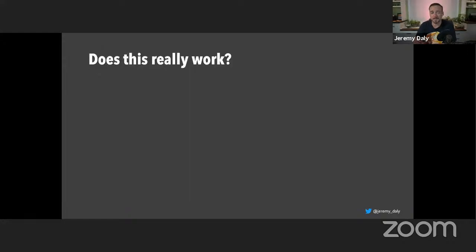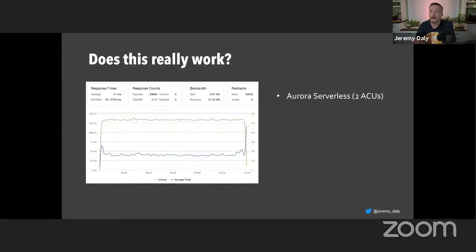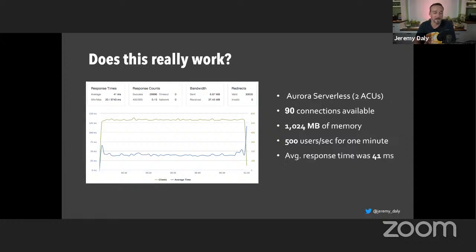And then the question is, of course, probably is, does something like this actually work? I did this with Aurora Serverless, 90 connections, gig of memory in the Lambda function, simulated 500 users per second for a minute, with their average response time being about 41 milliseconds with 0 errors. So again, hold your applause. It is great. It works well.